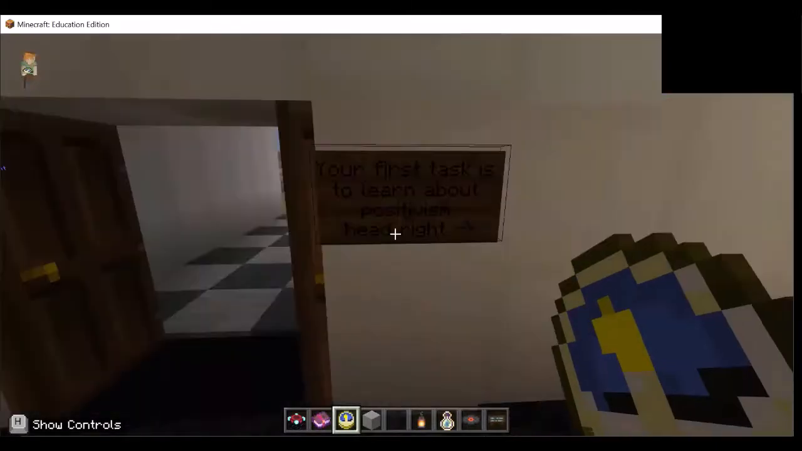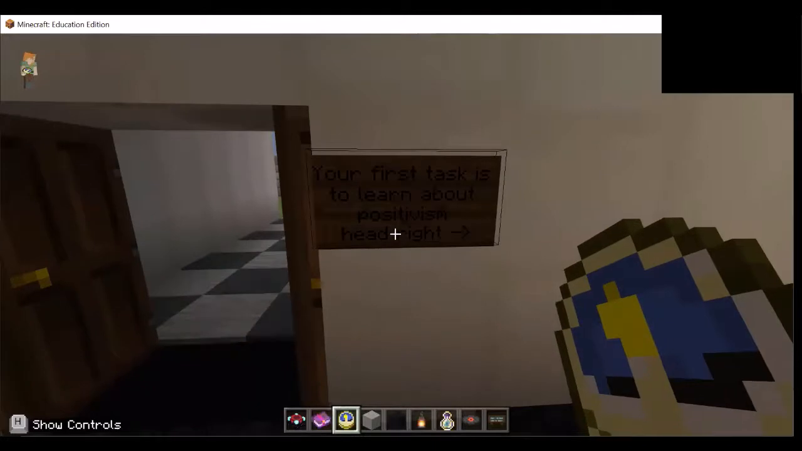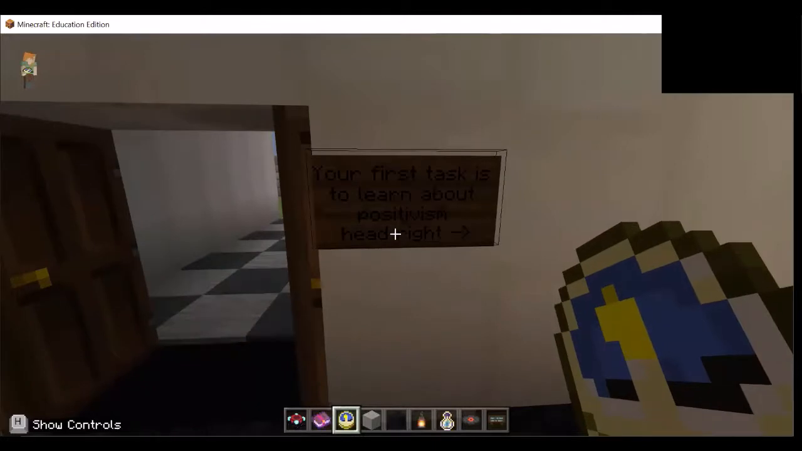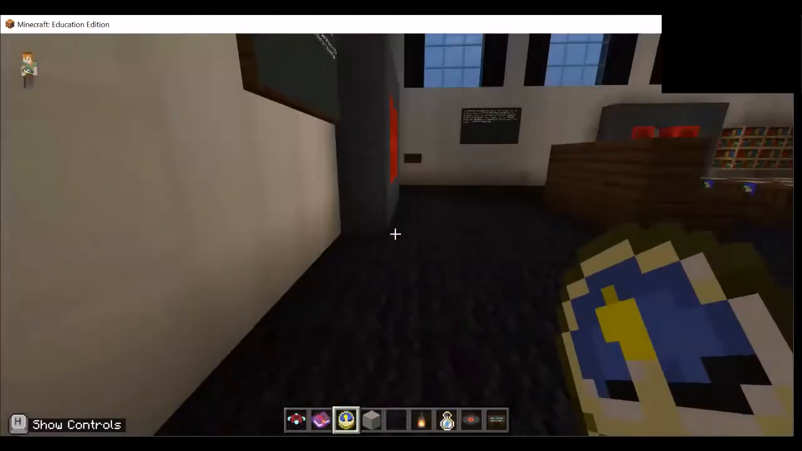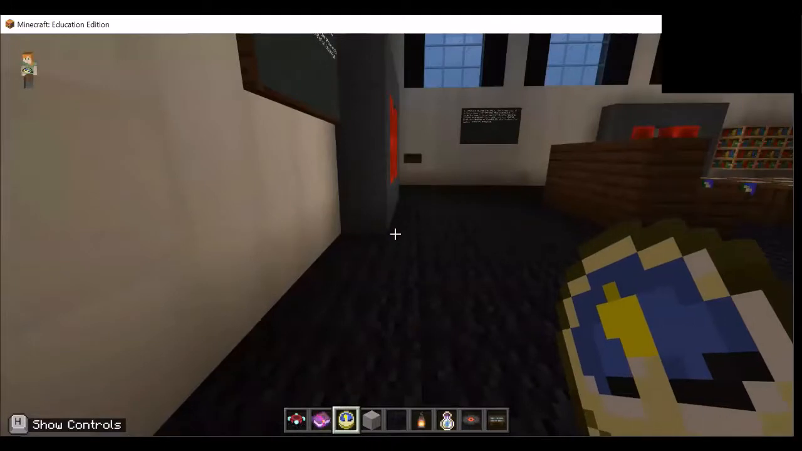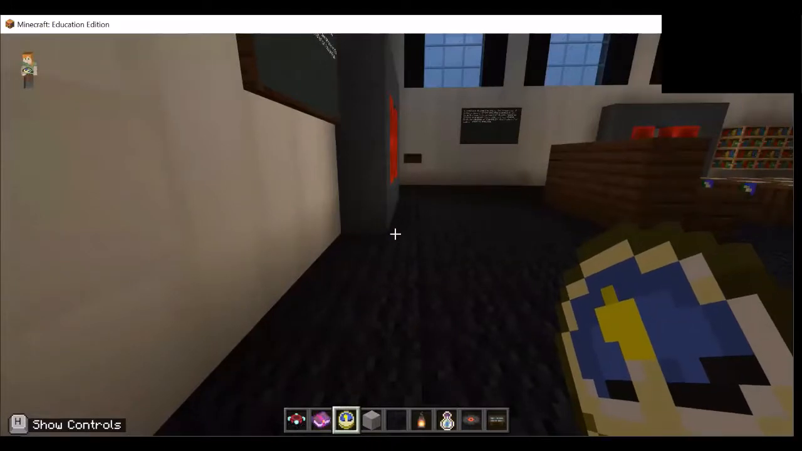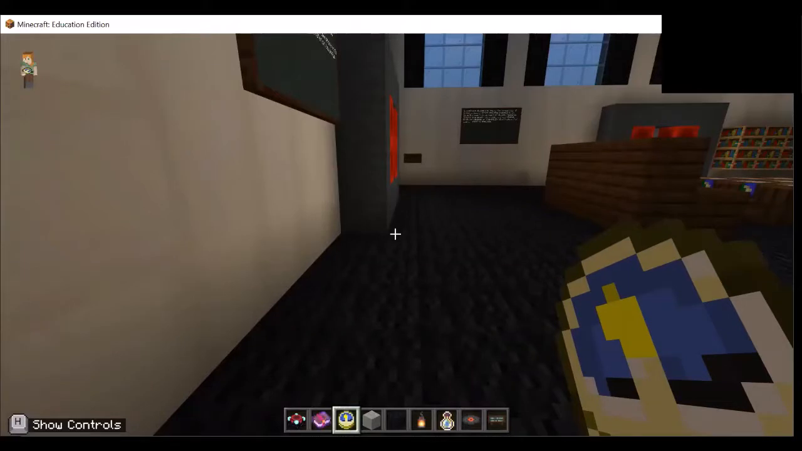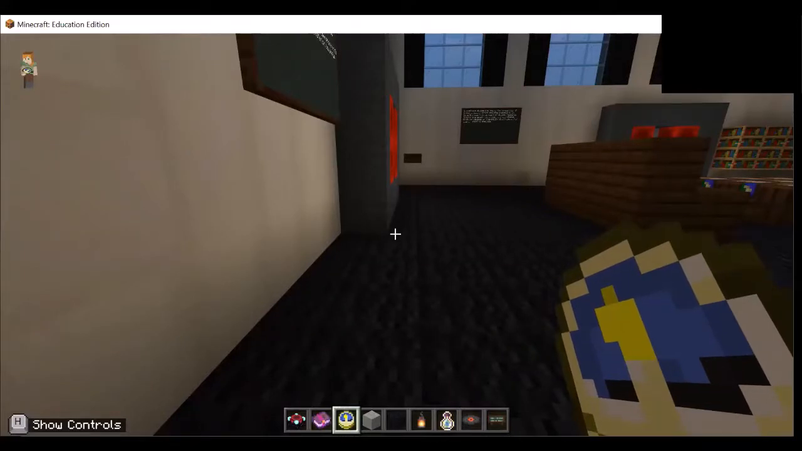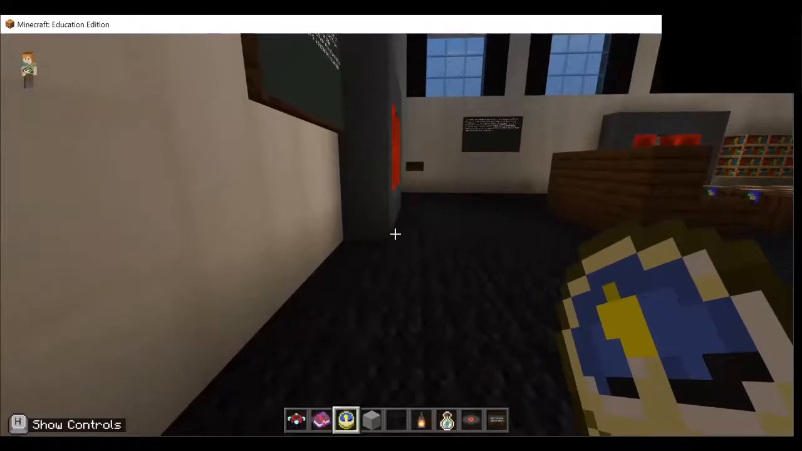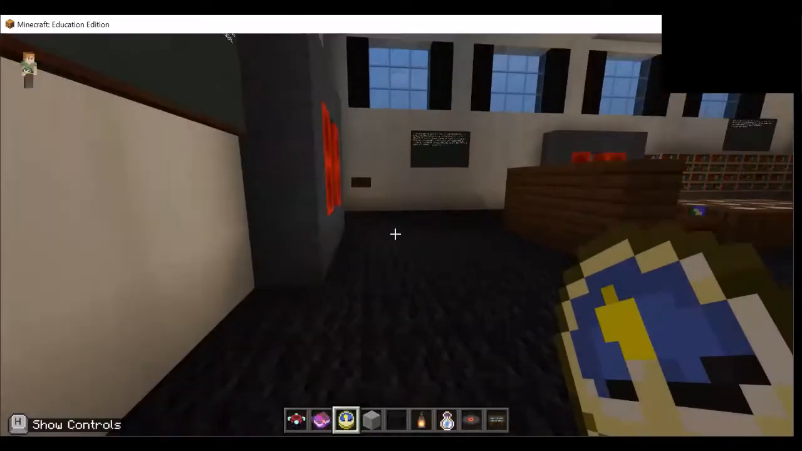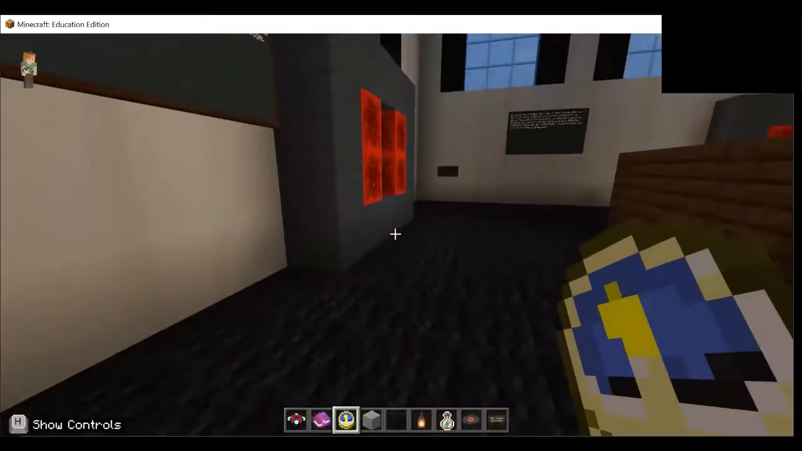So this signpost tells us that our first task is to learn about positivism and to head right. I chose the two philosophies to tackle, positivism and interpretivism, because I feel like they juxtapose each other. They're two opposite ends of each other, you know. So that's why I chose to tackle them. So here we'll begin with positivism.